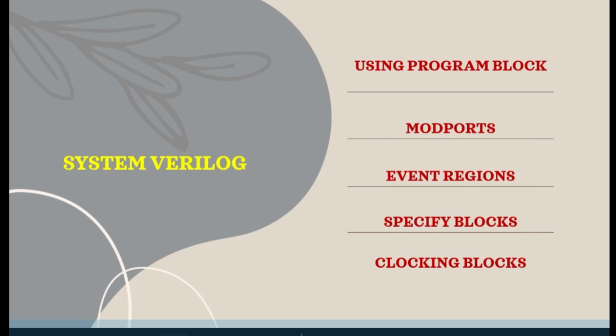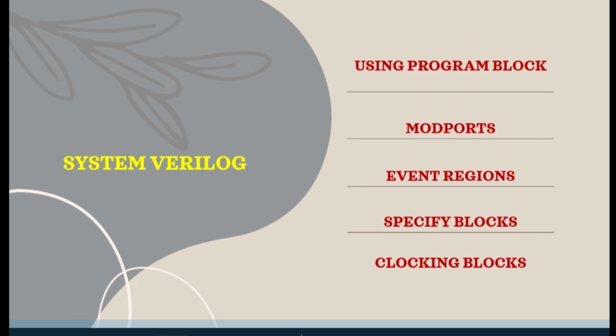Okay, so event regions. Basically in Verilog you have only four regions for all the events in simulation, like active region, inactive region, non-blocking assignment, which is the NBA region, and postponed region. So in Verilog there are only these four regions, but when it comes to SystemVerilog there are a total of 12 regions where every event will be executed in its own region.